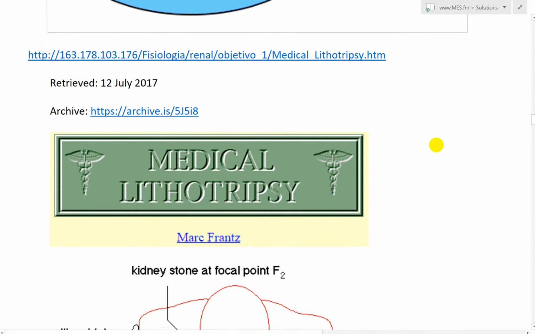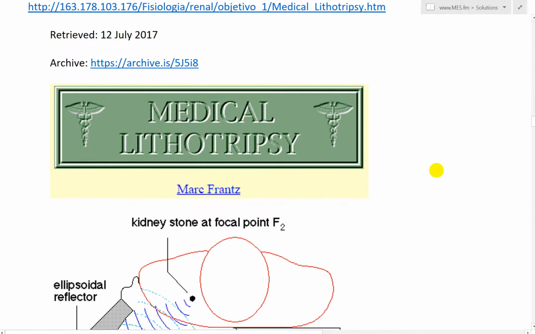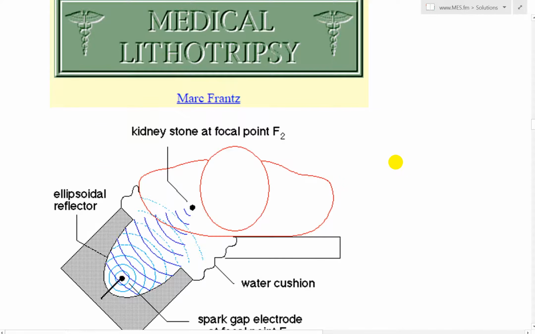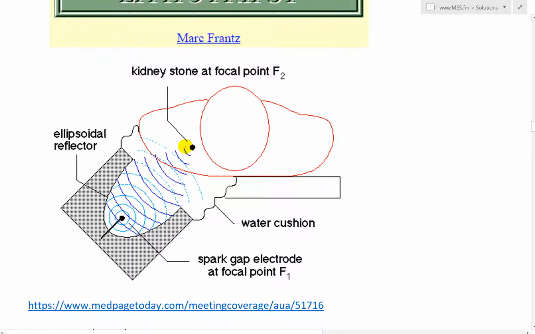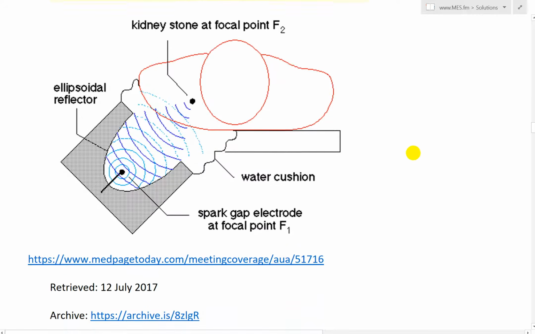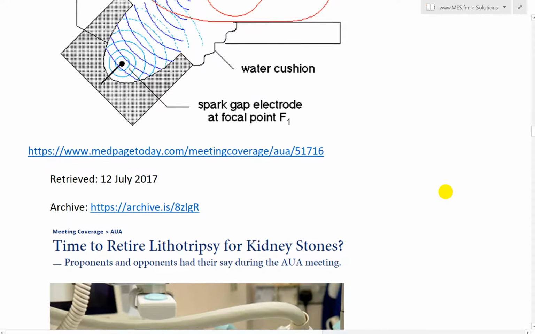Now going further, here's from another website. I found this random website, not sure where this is from, but it's a good illustration of medical lithotripsy right here. The kidney stone is at the focal point here, and then you have that device across here sending those shock waves. I believe there's a water cushion to make it easier for those sound waves to travel. And there's the ellipsoidal reflector, just a 3D ellipse shape around, everything bouncing off goes to that point, which is quite fascinating.